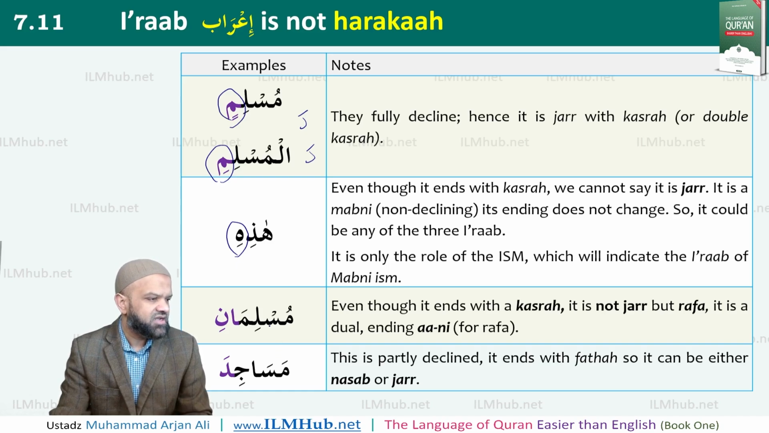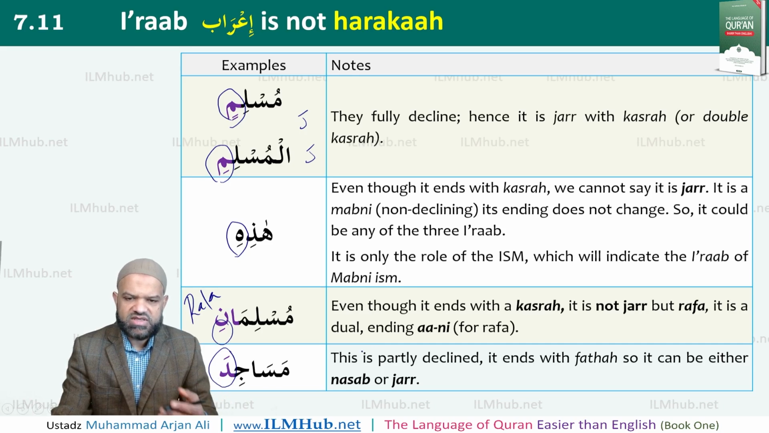And we have here muslimani. Again, we have a kasra at the end. But this is actually rafa. Why? Because it is dual. Dual rafa ending is ani. So therefore it is rafa. If it was nasab or jar, it will be aini. Again, we have here masajida. We cannot assume it will be nasab alone. It could be jar also. Why? Because this is ghayru munsarif.